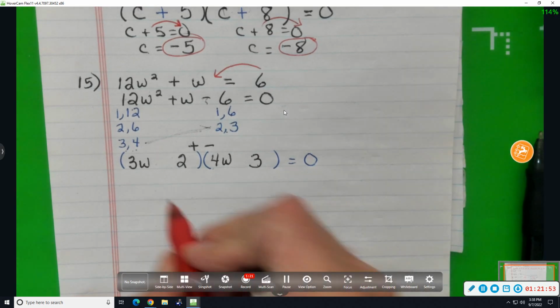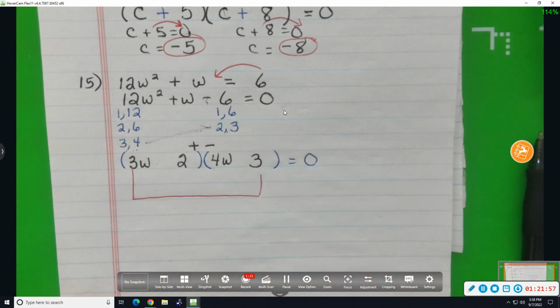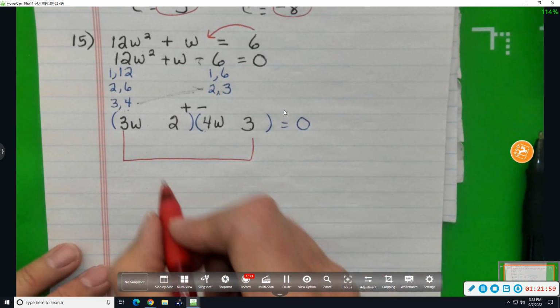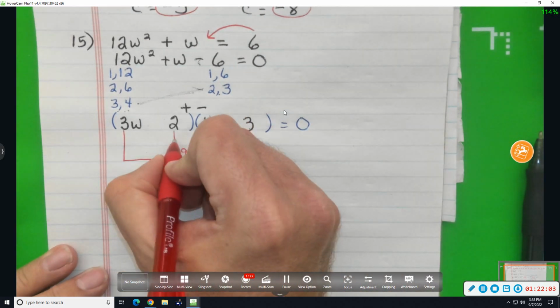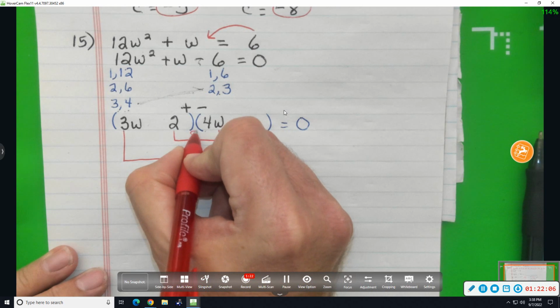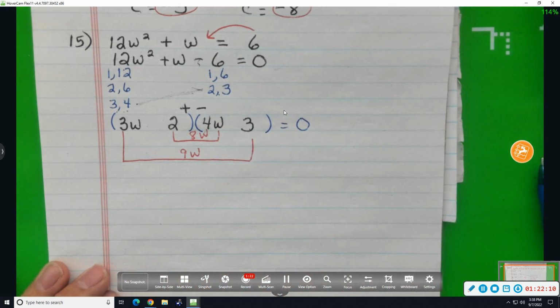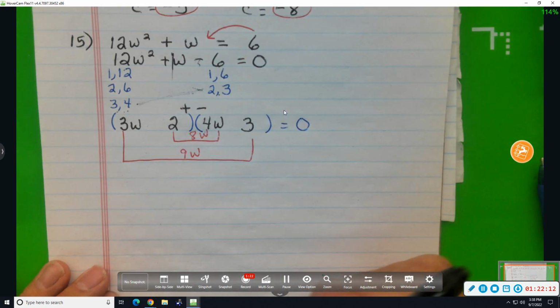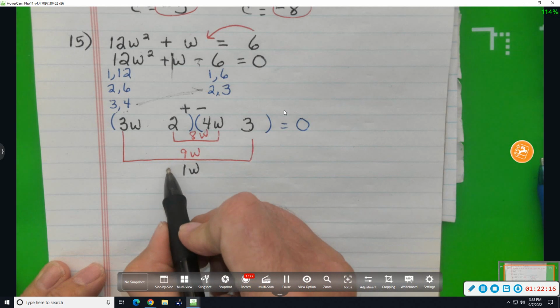Now let me look at this outer and inner stuff. Can y'all see? Oh, okay, good. I was afraid it was down too low. The outer is a 9W. The inner is an 8W. Is this going to work out? Can we subtract those to get this middle term, a 1W? I think we can, right?